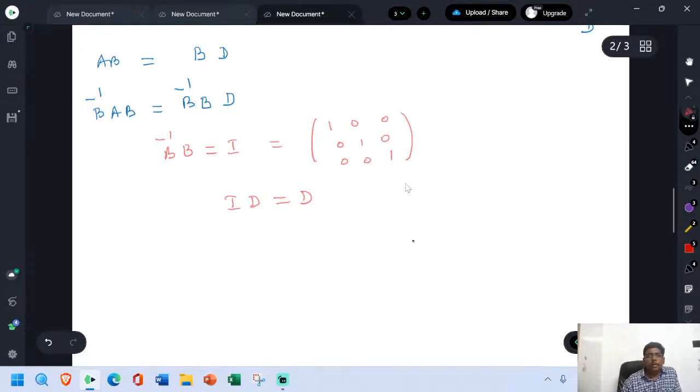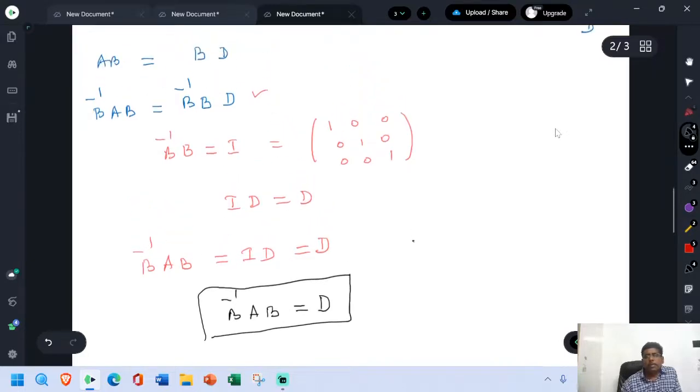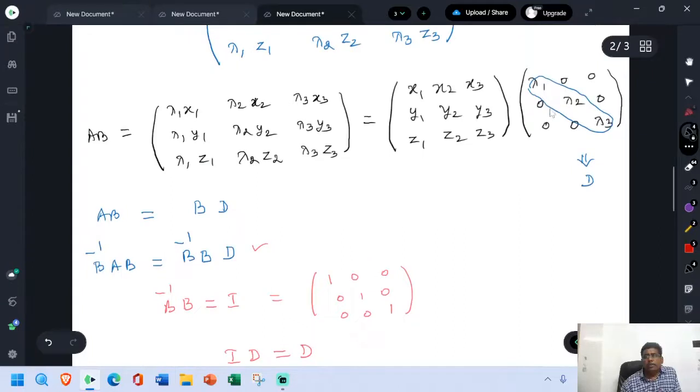Therefore, this equation can be modified as B inverse A into B is equal to I into D, because B inverse B equals I. I into D is equal to D. Finally, we can write B inverse A B is equal to D. The value of D is lambda 1 0 0, 0 lambda 2 0, 0 0 lambda 3.